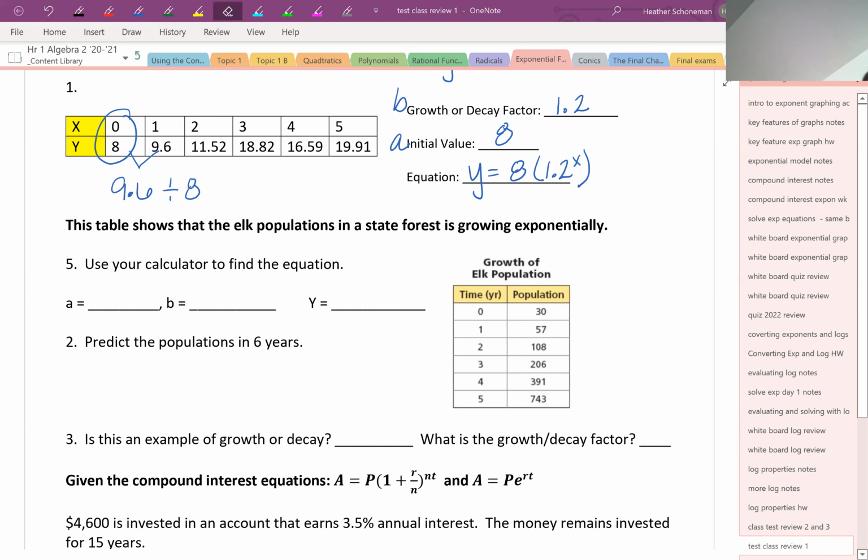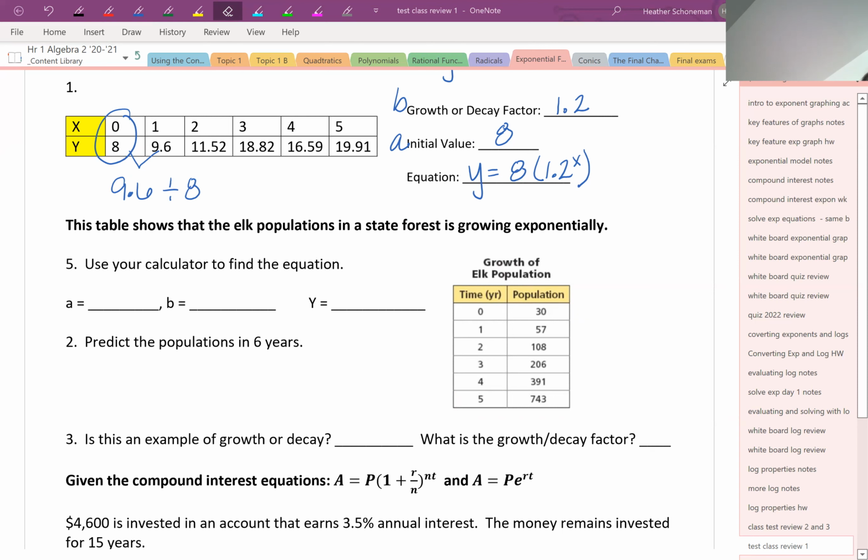To enter it, we're going to go to the stat menu, and you need to go to edit. I've already put the values in here, so you can do that on your own. But remember, if you want to clear out a whole column, you're going to put your cursor on the very top and hit clear and down arrow, and that clears out the entire column. But I'm not going to clear them out because these are the values that we want. So I've got my X's in L1 and my Y's in L2.